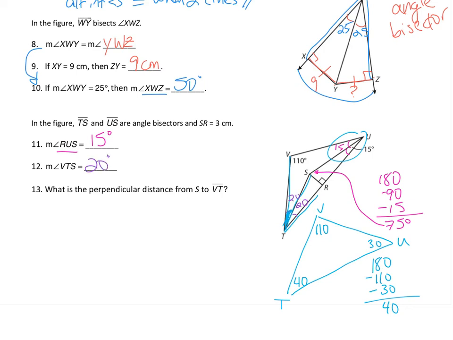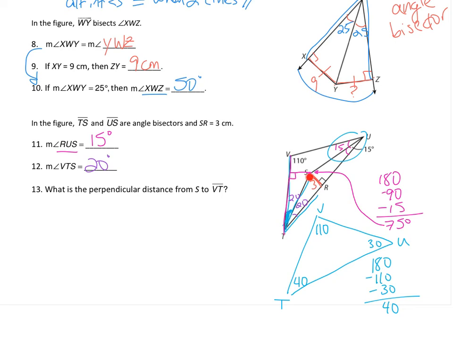For the last question, they're asking us to find the perpendicular distance from point S to the side VT. So just kind of eyeball it in there, that's about what we want to find. One thing that they give us in our picture, or in the directions, is SR. So this height right here is 3. Now remember from our picture up above, if we have an angle bisector and it's perpendicular to the edges of that angle, they will be congruent to each other.